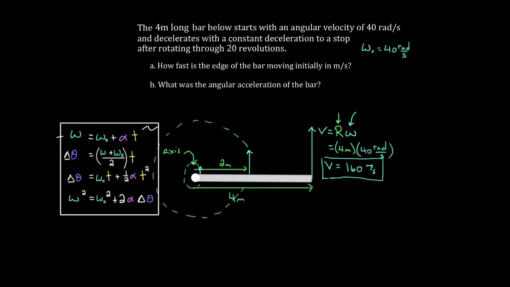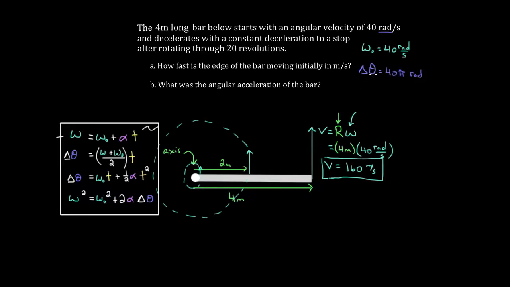It said it revolved 20 revolutions. That's delta theta, but again, we can't just write 20. We've got to write this in terms of radians. If we're going to use these radians per second, they have to all be in the same unit. So it's going to be 20 revolutions times 2 pi radians per revolution. So that's 40 pi radians.